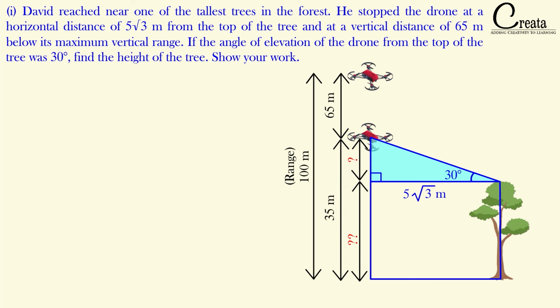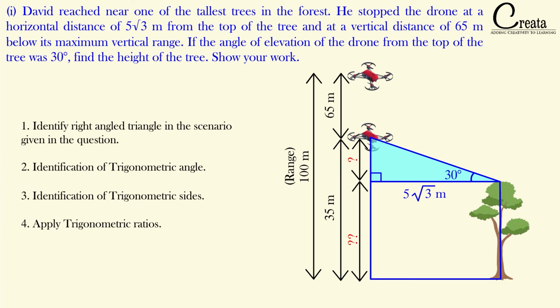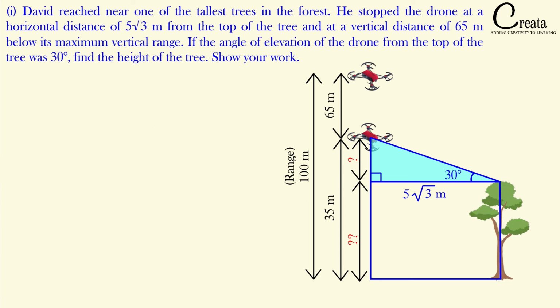Firstly, we will go step by step, the steps that we have discussed in the theory part. First step we have done, that is we have observed a right angle triangle in the given scenario. Let's take this triangle out of the figure and let's give the name to the triangle as triangle ABC just for simplicity. The next step, we will identify the trigonometric angle for this triangle. So here this angle is the trigonometric angle for this triangle, and with respect to this angle we will identify the various trigonometric sides.